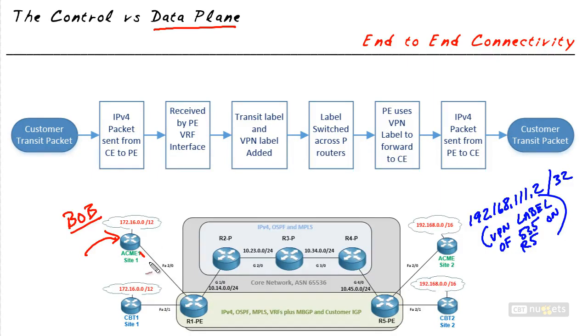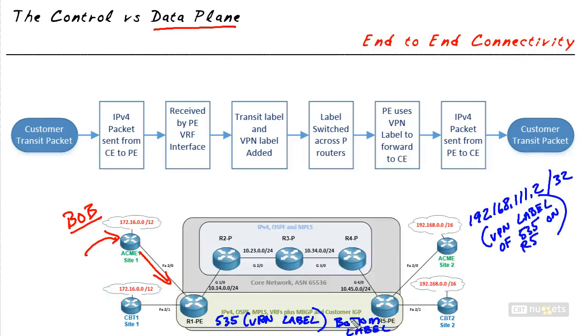So the transit packet gets forwarded down here. R1 receives it, and it looks at that packet. And when R1 sees the destination IP address that it's trying to get to, 192.168.111.2, R1 knows a couple of things. Number one, it knows that the VPN label that R5 is using for that destination network is 535. So what R1 will do before it starts forwarding it over the label switch path, it will inject or impose label 535. Now that label, the VPN label, really doesn't have meaning to R2 or R3 or R4, but it does have meaning to R5. So what R1 cleverly does, it's going to impose this as the bottom label.